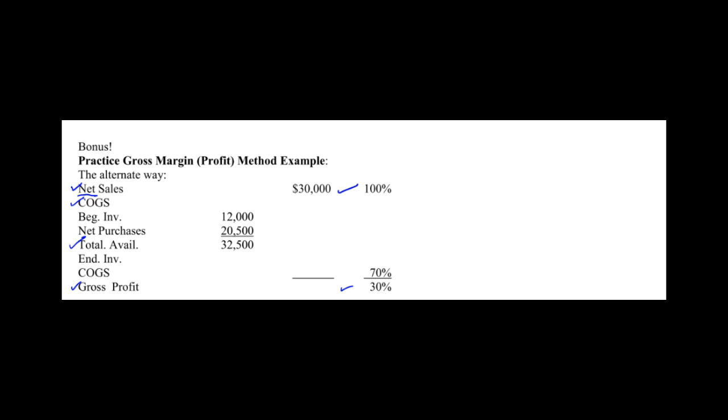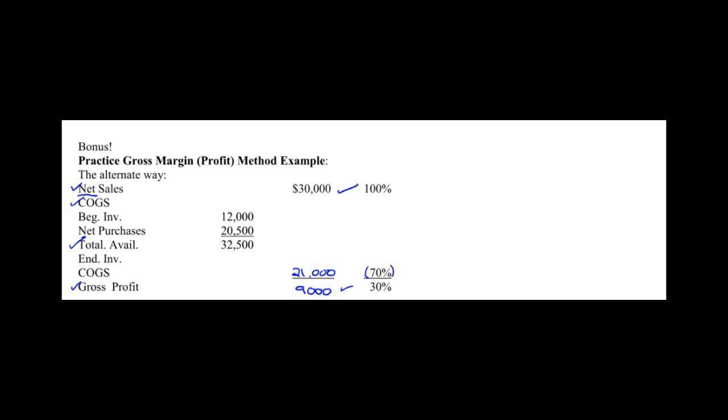If gross profit's 30%, then you know cost of goods sold had to be 70%. You can calculate either of these numbers. Gross profit must have been 30% of 30,000 or 9,000. And cost of goods sold would have been 70%, and 70% of 30,000 is 21,000.